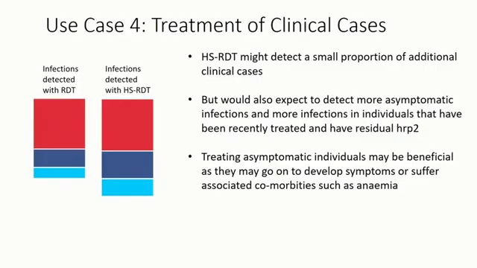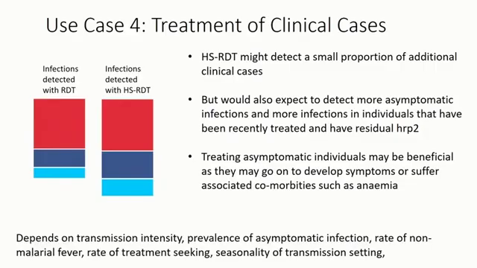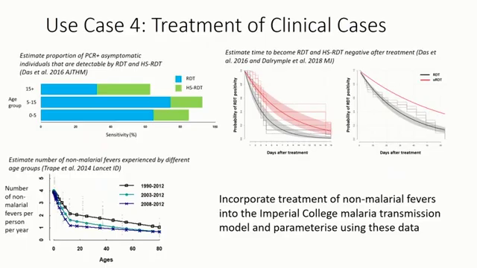And we're not saying this is a bad thing. This indeed is likely to be beneficial because you're going to be treating additional people before they go on to develop symptoms or associated comorbidities. But the dynamics of this and the numbers behind this are going to be really dependent on transmission setting, asymptomatic infections, fever, treatment-seeking rates, and seasonality of transmission. So we're going to use a mathematical modelling approach to try and bring all of this together.